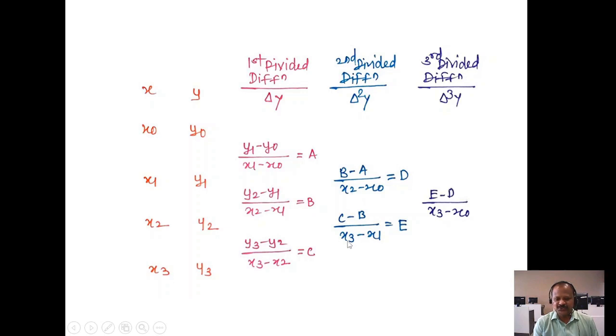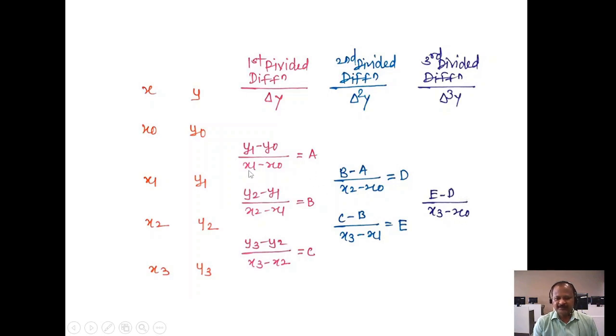So here it is x2, then you write x3 minus x0, so again incremented by 1, and here x1. The answer for this is d, and the answer for the other is e. So e minus d divided by x3 minus x0. Now this is x2, so again in x2 you add 1, so it is x3, and x0 you keep as it is.